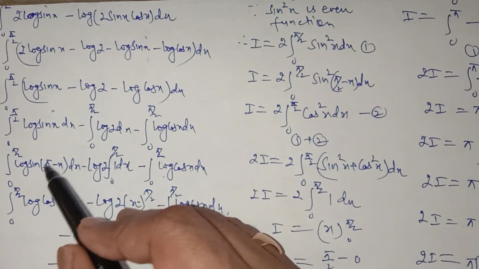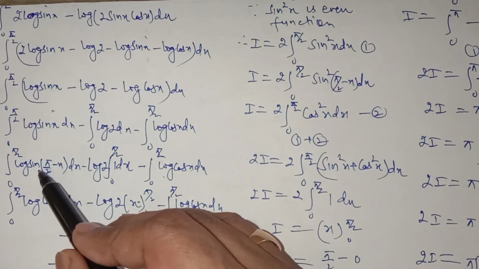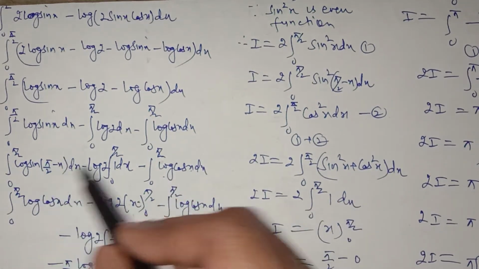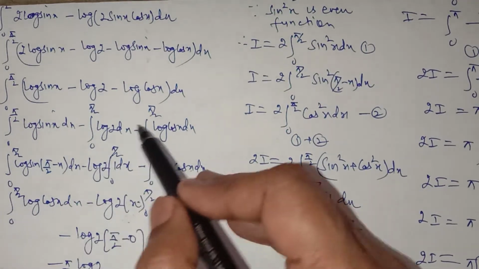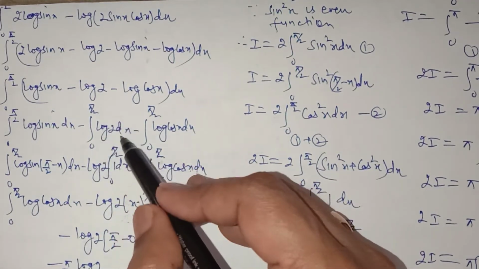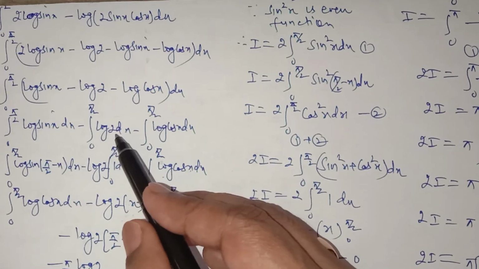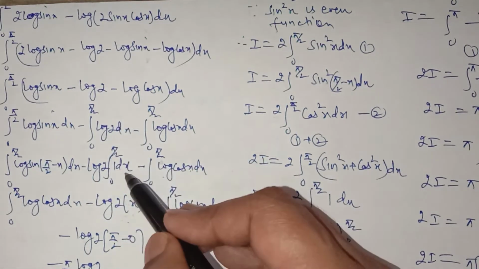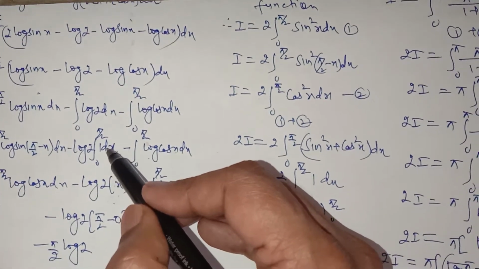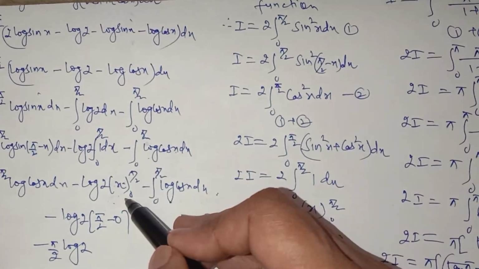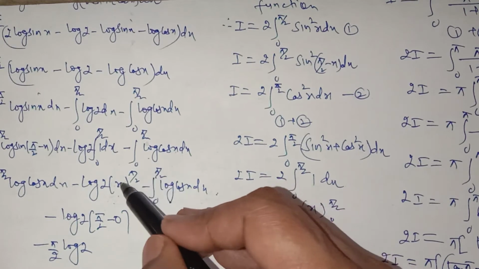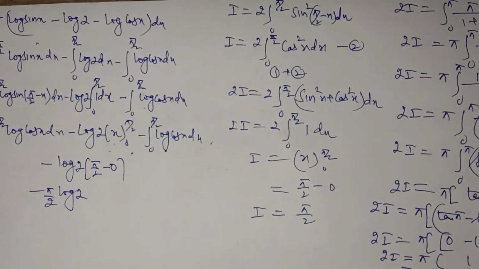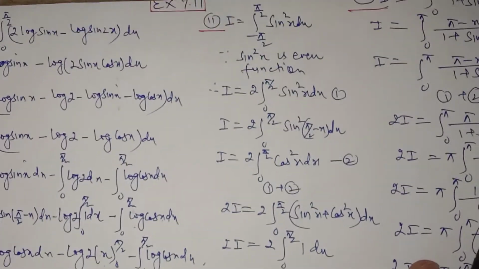So log sin of pi by 2 minus x is equal to log cos x. This will be cancelled out with this. See it very carefully. So you have to integrate only the integral from 0 to pi by 2 of log 2, which can be integrated by taking log 2 outside the integral. That is, you have to integrate only 1. Then upper limit minus lower limit, x from upper limit pi by 2 minus 0, that is, pi by 2 log 2. So it is a good question.